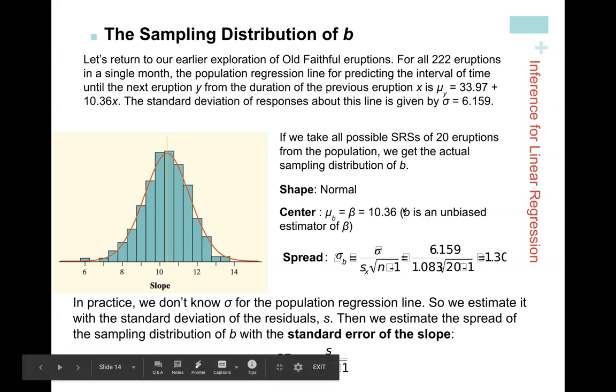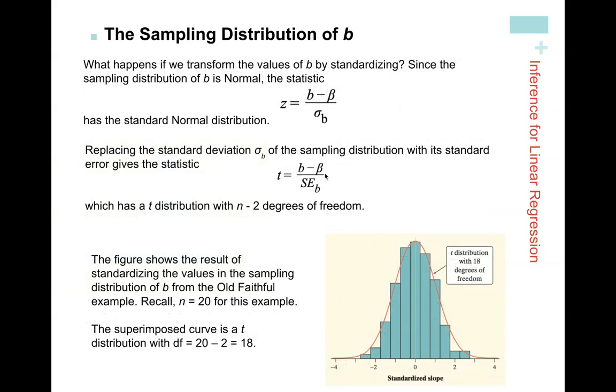So what distribution do we use now? Not the Z distribution, but the student's T, right? Guinness beer, student's T. So b minus beta over the standard error of little b, and this is a T distribution. Now you also have to remember this: the df is equal to n minus 2. In our little example, n was equal to 20, so n minus 2 would be 18. df is equal to 18.